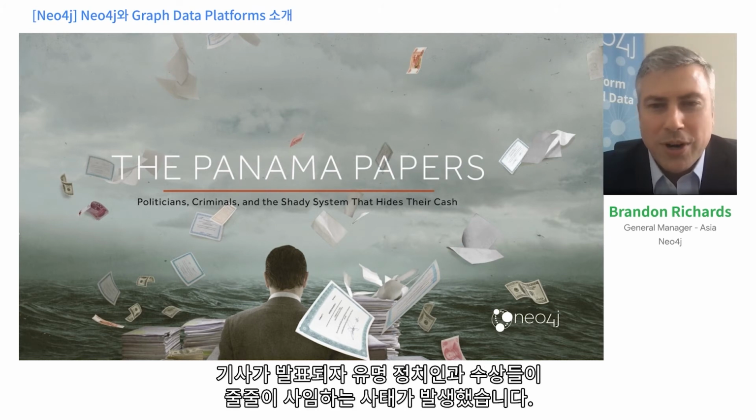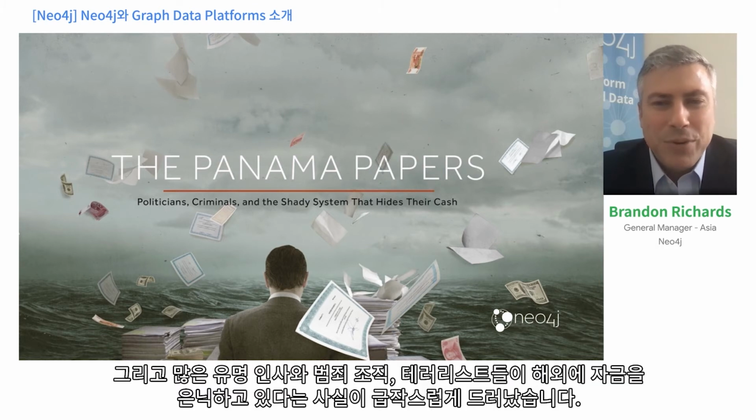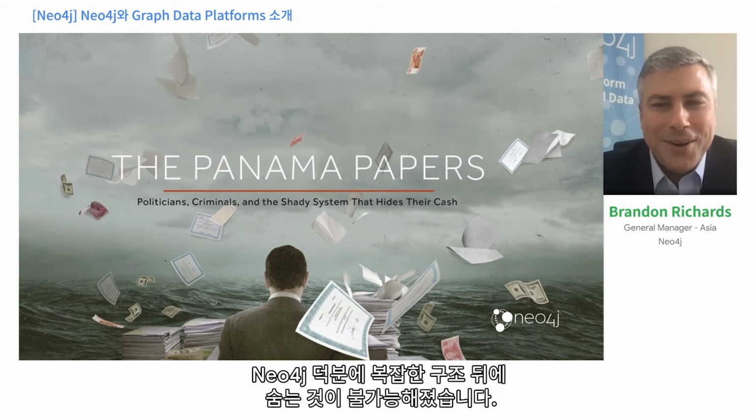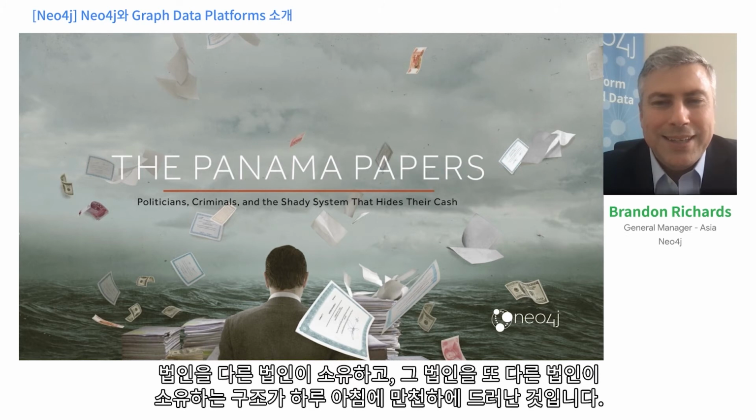So for those who are familiar with it, many of the rich and famous, politicians, prime ministers, had to resign. A lot of celebrities and criminal organizations and terrorists were all suddenly exposed for how they were hiding their money offshore. With Neo4j, all of a sudden, it was impossible to hide in this complexity. The entities owned by other entities that are owned by other entities was suddenly crystal clear.